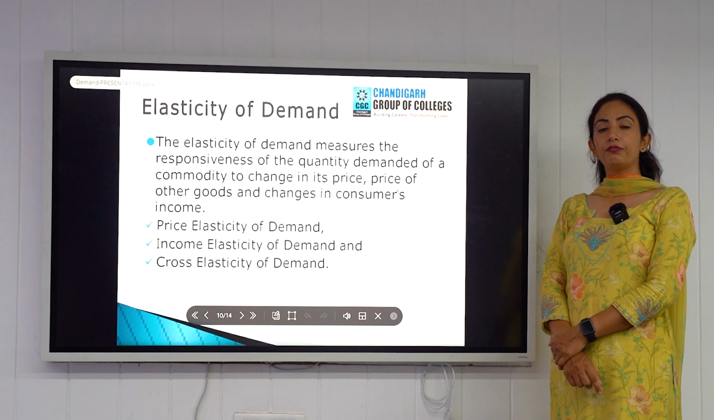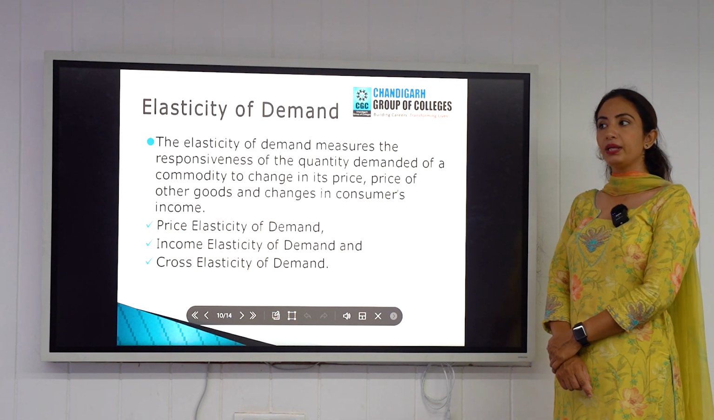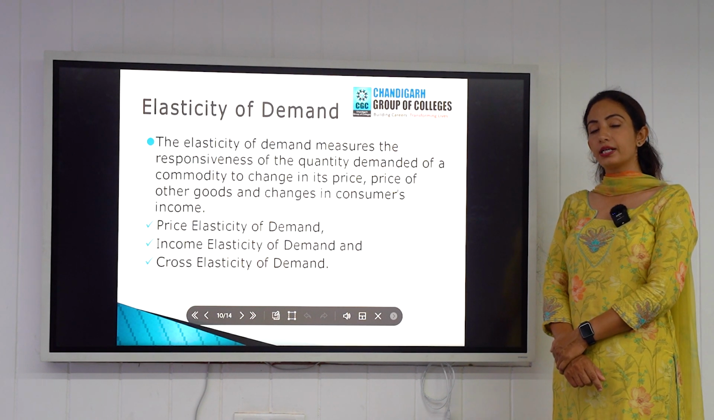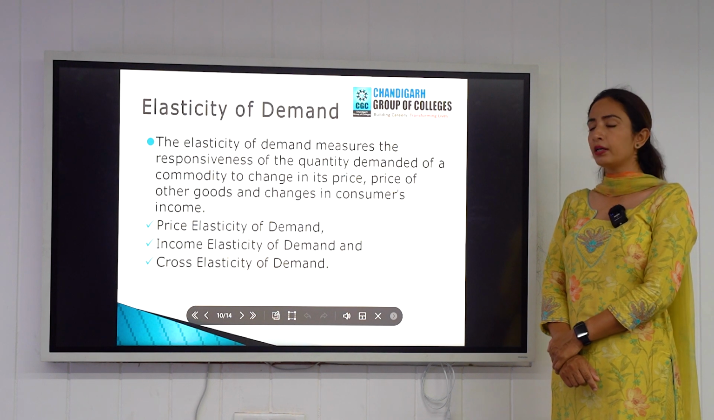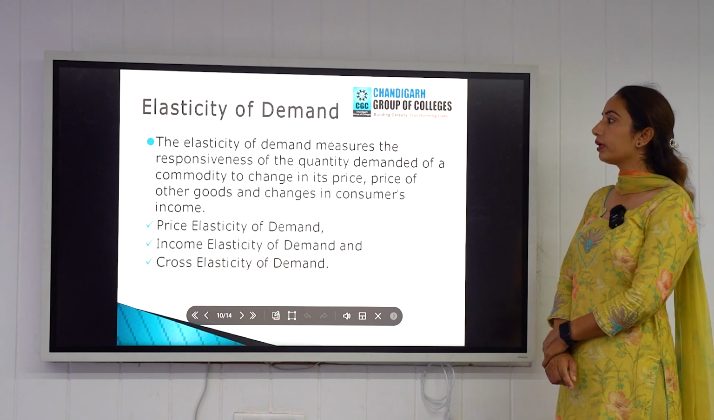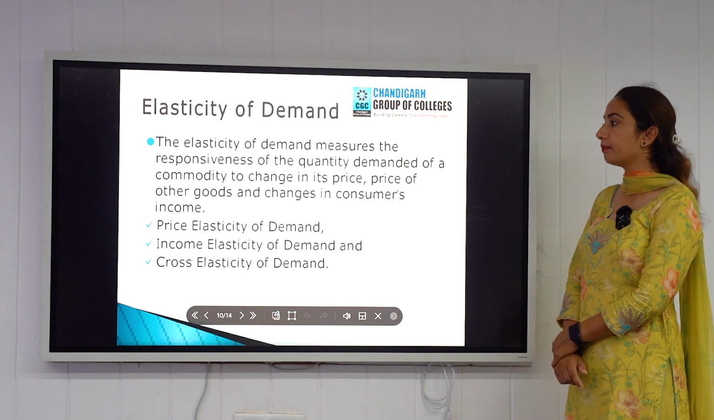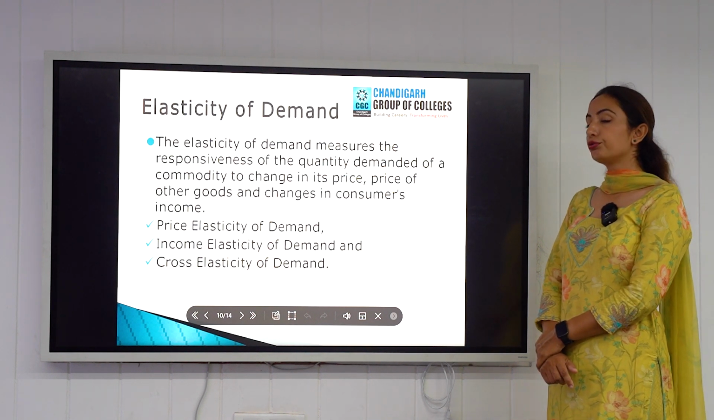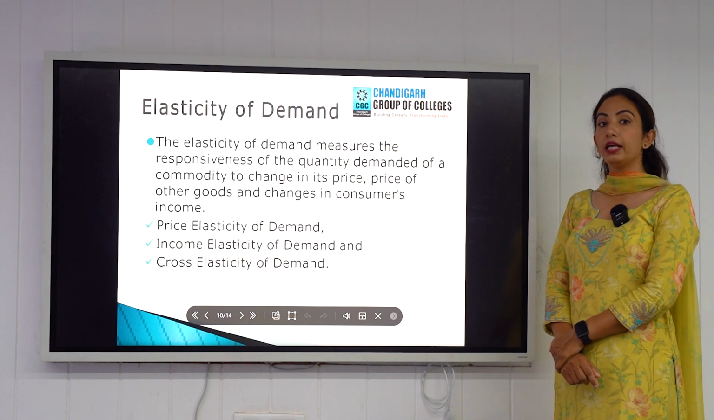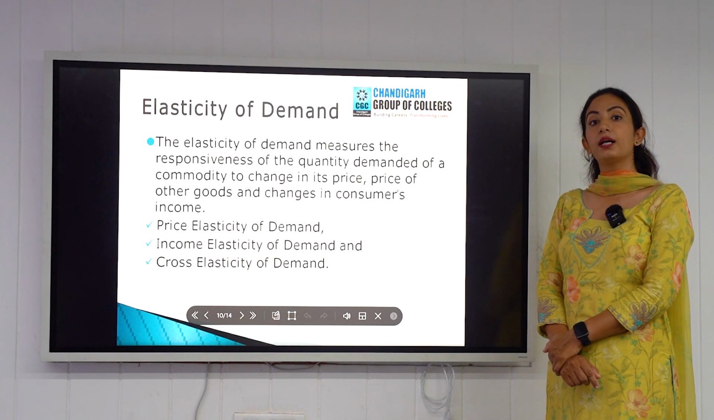After understanding the law of demand, we will be having another concept, which is elasticity of demand. Elasticity means to what extent the fluctuation can go due to a certain variation in price or in some other factor, to what extent the demand will fluctuate. So elasticity of demand will measure the responsiveness of the quantity demanded of a commodity due to change in the price of a particular commodity, due to change in the income of the consumer, and finally due to change in the prices of the related goods.